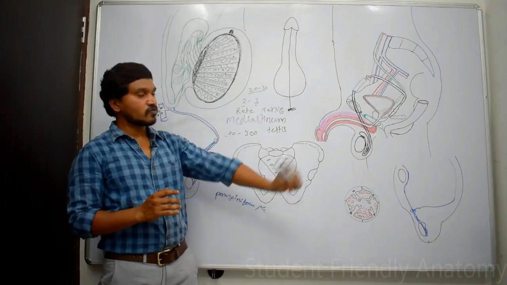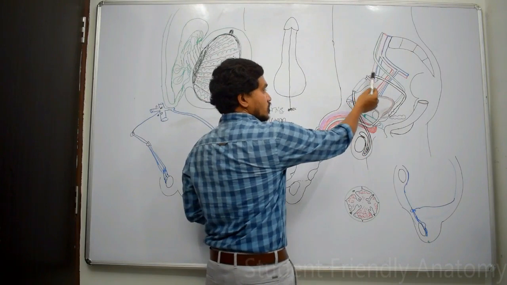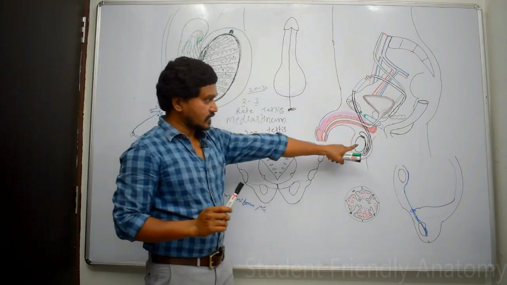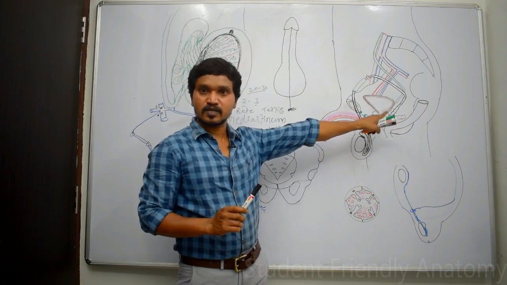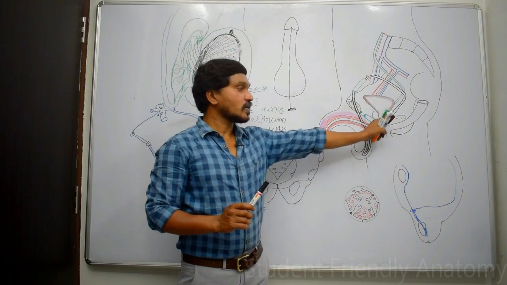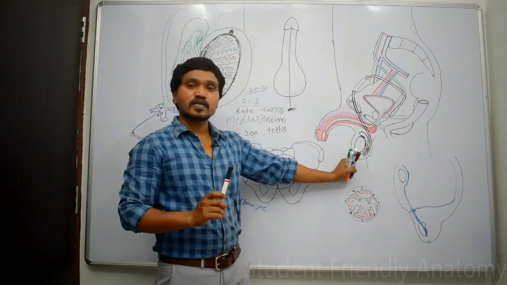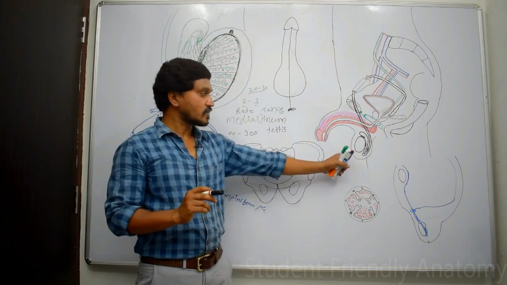Now we will discuss the vas deferens. Vas deferens are thick walled muscular tubes connecting the epididymis to the ejaculatory duct. Actually, they are transporting the sperms from the epididymis to the ejaculatory duct. It is around 45 centimeters in length. Then we will see the course and relations of the ductus deferens.